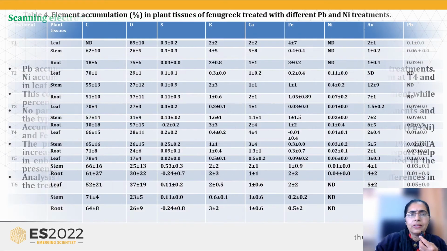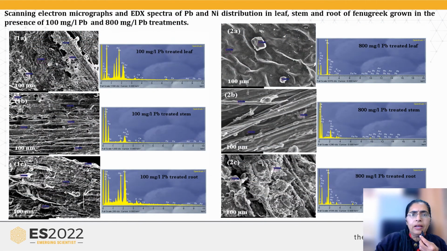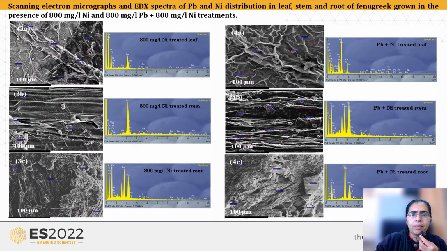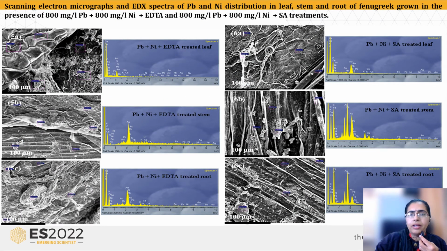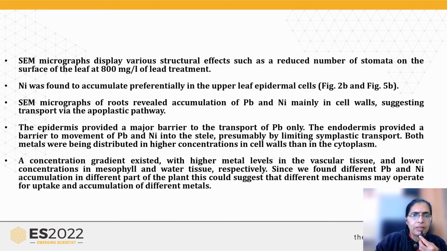These are the element accumulations in plant tissues of fenugreek treated with different lead and nickel treatments. And these are the SEM and EDX spectra of lead treated leaf samples, stem samples, and root samples of different EDTA, nickel, and salicylic acid treated plants.